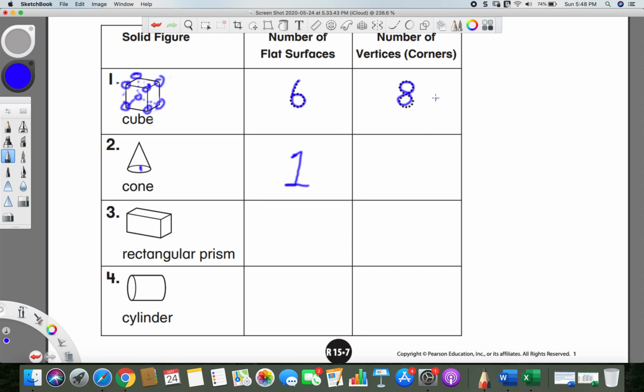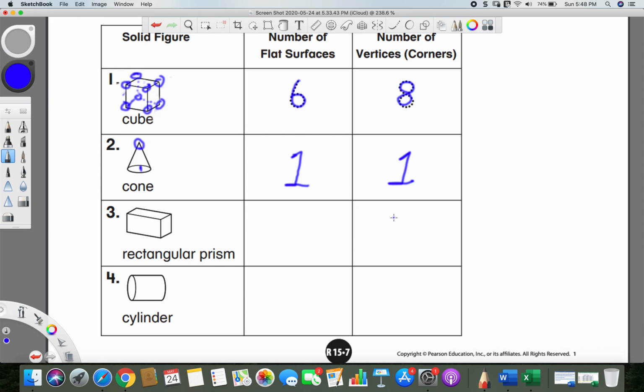But then the corners, how many corners or vertices does this cone have? Well, let's circle the corners. Ready? 1. And that's it. We're done. We circled every corner already super quick. So how many corners? It has 1 corner.